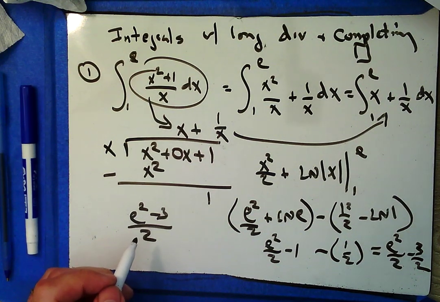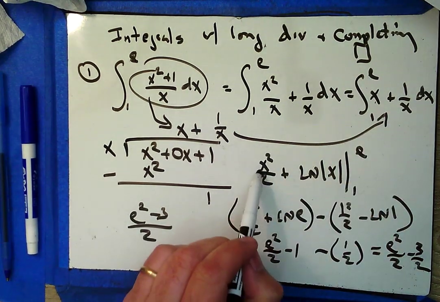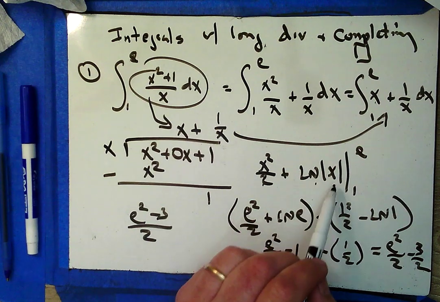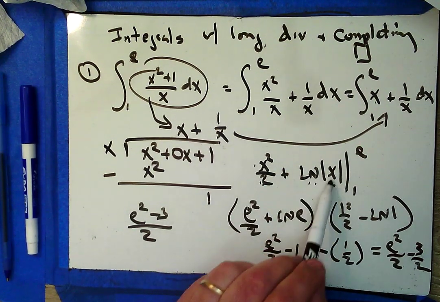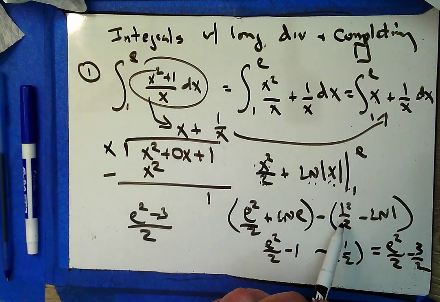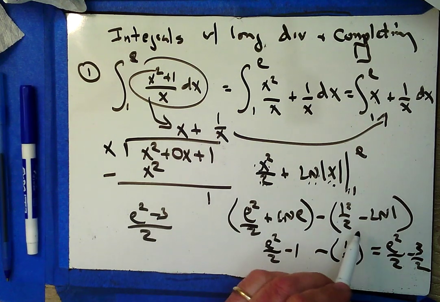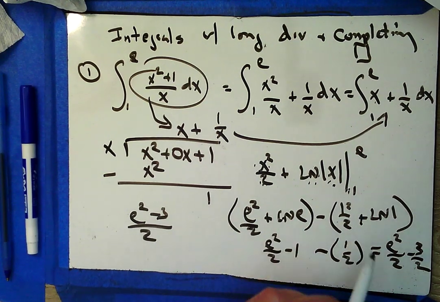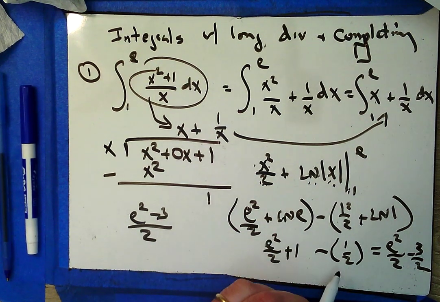All right, let's go back and take a quick look and see where I made my mistake. x squared over 2, ln of x, I like that. e squared over 2 is nice. ln of e is 1. I plug in a 1, I get 1/2. Then I plug in a 1, and I get 0. ln of 1 is 0. Okay, so, oh, I see, this is a plus. So this is a minus.